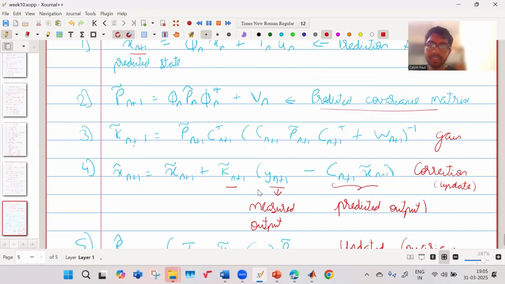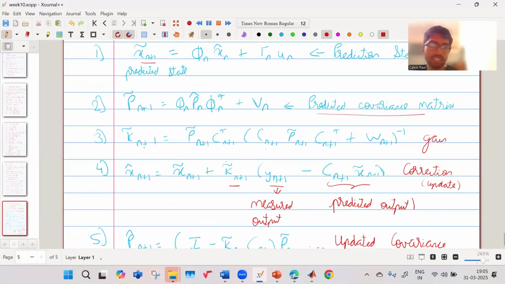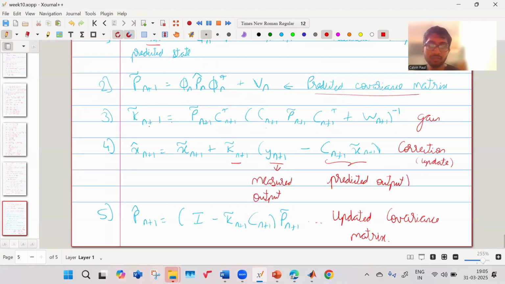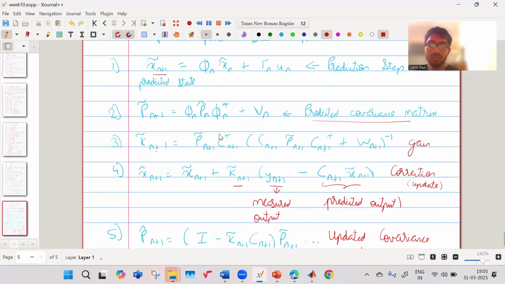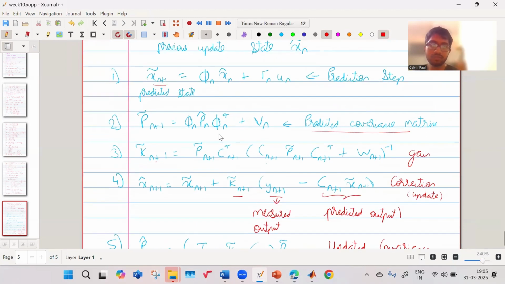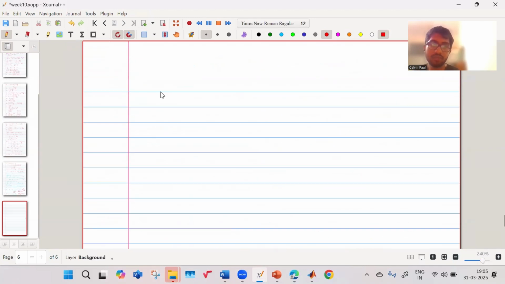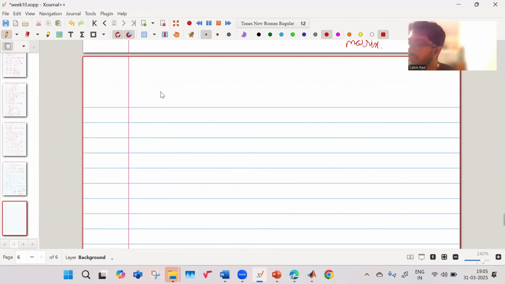So we have seen this thing about this DT Kalman filter. Is there any doubt in this till now? No, sir. Okay, it is okay. So we'll solve a sum related to this. So we'll go to question 2.